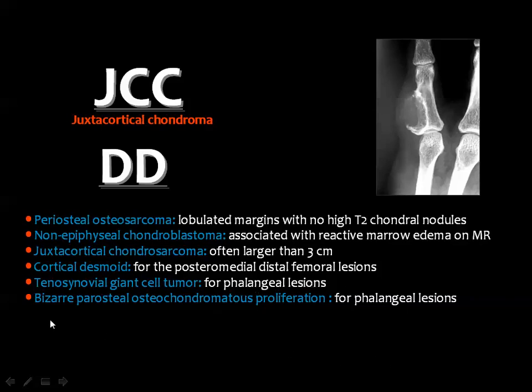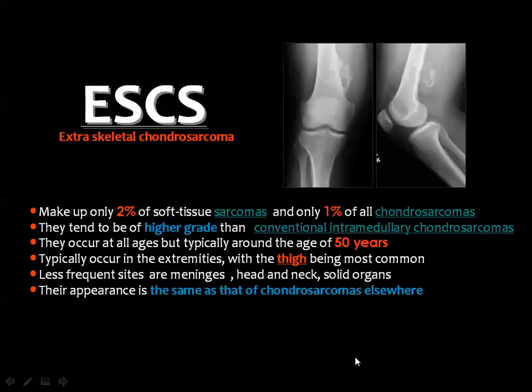Then what's known as bizarre parosteal osteochondromatous proliferation, and this is one of the possibilities if the lesions are present in the phalanges. Then extraskeletal chondrosarcoma is also one of the rare types of sarcomas. It represents about 2% of soft tissue sarcoma and 1% of all chondrosarcomas.